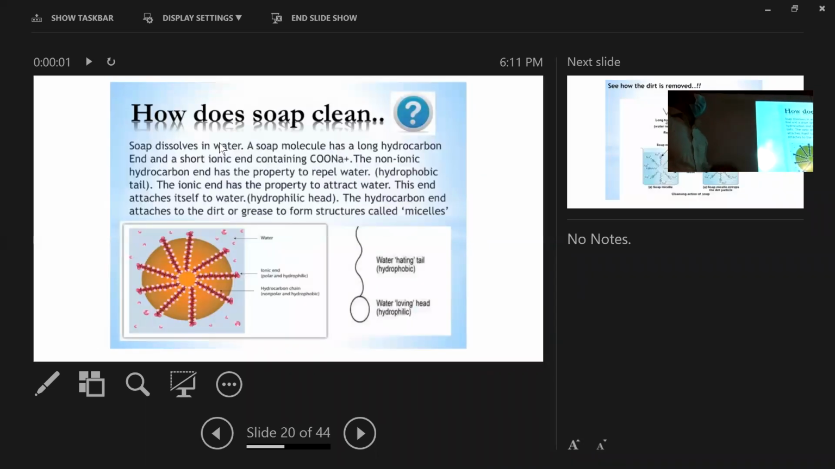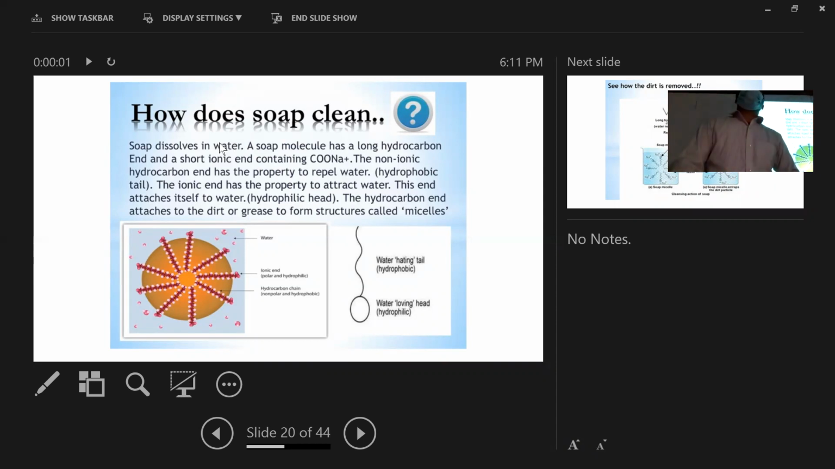We want to see how soap cleans. That means how soap works. This is our soap. Water. Yeah, this is the water loving. I cannot see from here, but I can see it in my display. So this is the water loving.